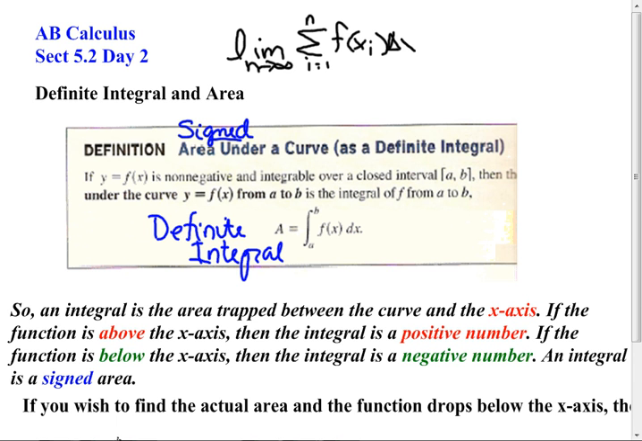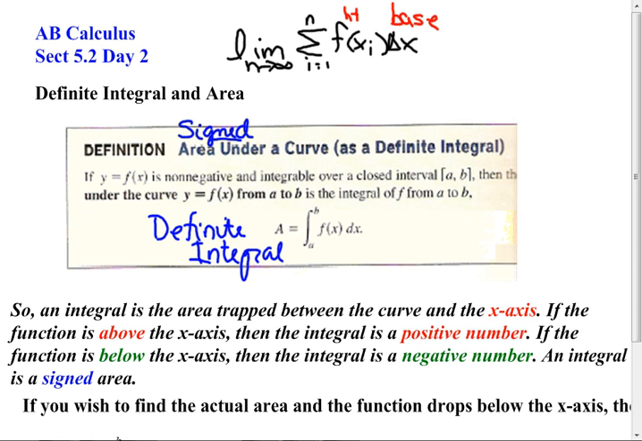And when I look at that, I can see the area of a rectangle because delta x is my base and the y value is my height. And so I see base times height. So I'm going to add up all the areas of the rectangles.